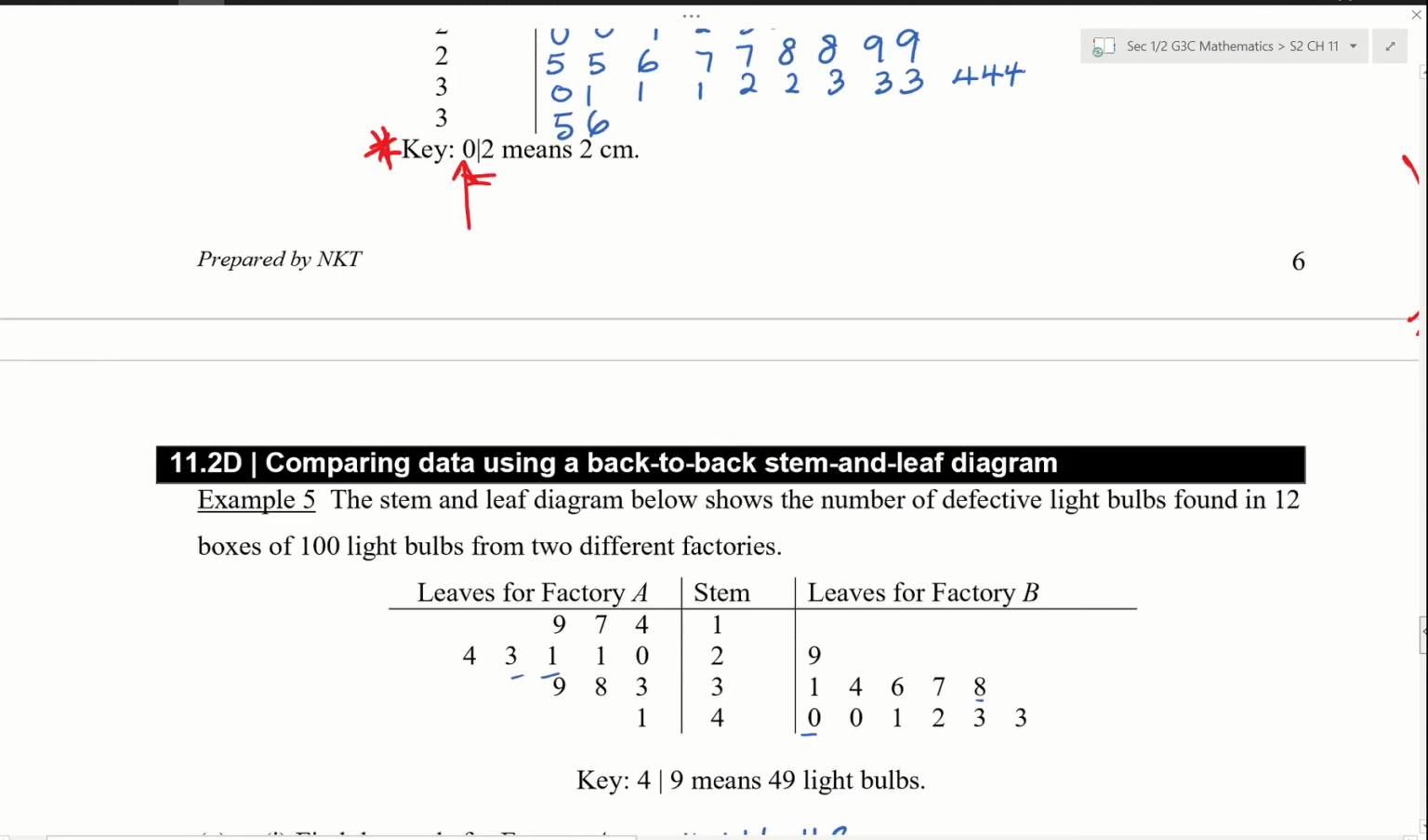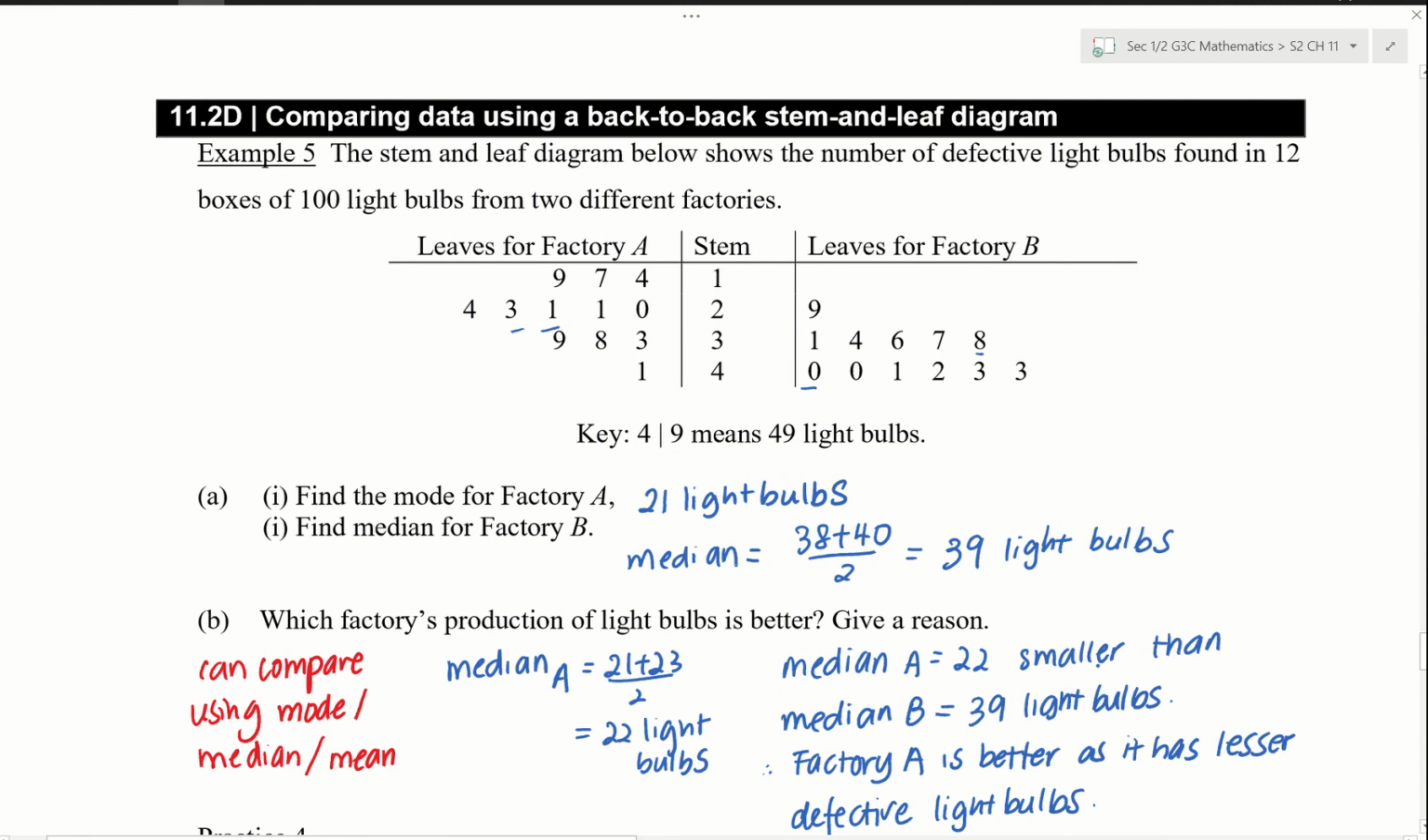Then we move on to comparing of data. Okay, 11.2D. Here we have defective light bulbs found in 12 boxes of 100 light bulbs. Let's take a moment to understand what that means. There are 12 boxes. Each box has 100 light bulbs. And there are 2 different factories.